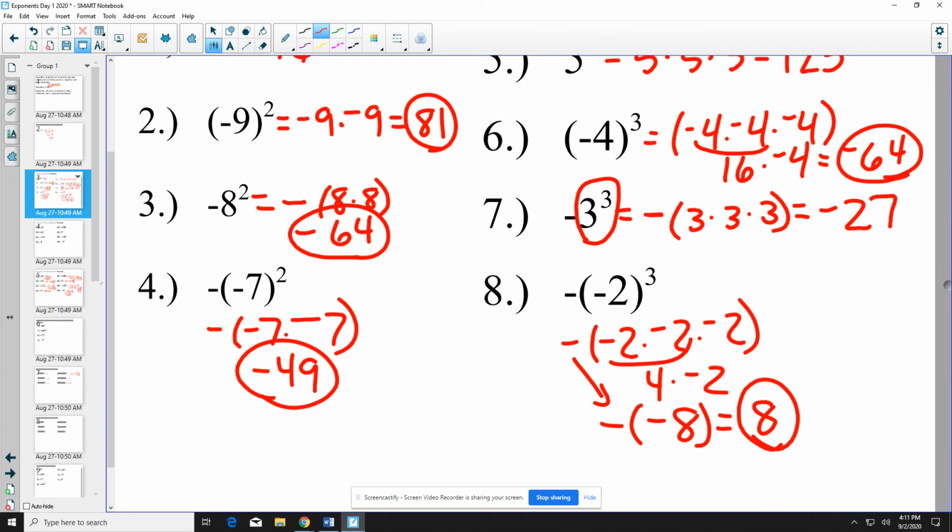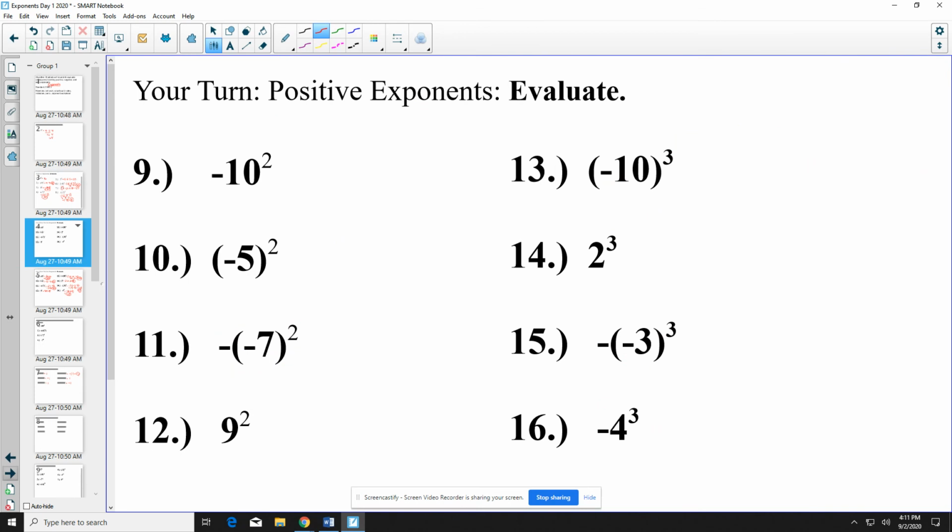Okay, if you feel like you're ready to try these on your own, I want you to keep going with the video. If not, rewind and listen and watch how to do these problems again. Okay, for the people going on, I want you to do number 9 through 16 on your own. Go ahead and pause the video now. Take your time, do 9 through 16. When you get done with 9 through 16, hit play, and we'll check your answers.